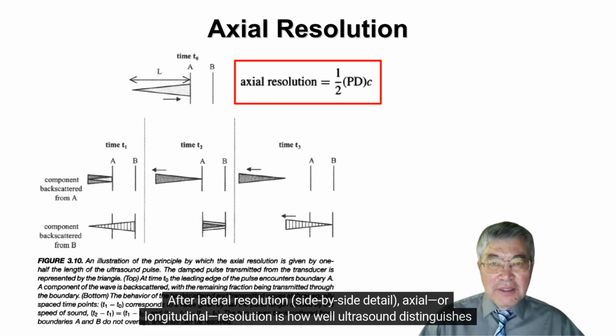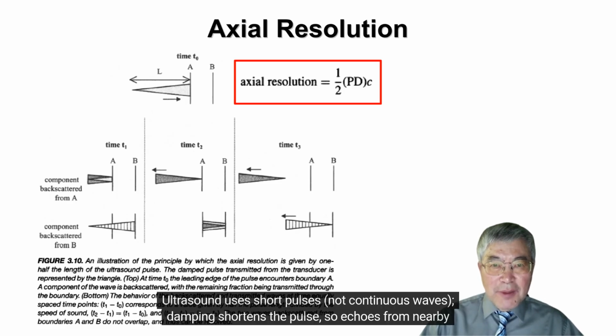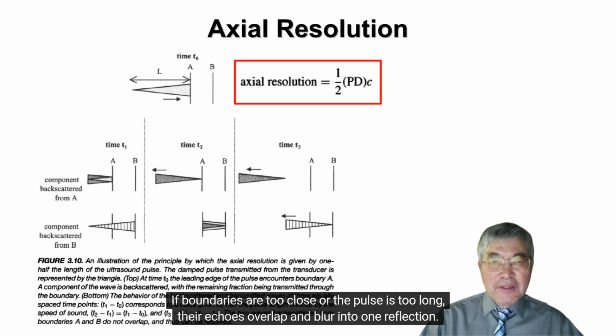After lateral resolution, side-by-side detail, axial or longitudinal resolution is how well ultrasound distinguishes 2 points along the beam's path. Ultrasound uses short pulses, not continuous waves. Damping shortens the pulse, so echoes from nearby boundaries are separated in time, improving resolution. If boundaries are too close or the pulse is too long, their echoes overlap and blur into one reflection.